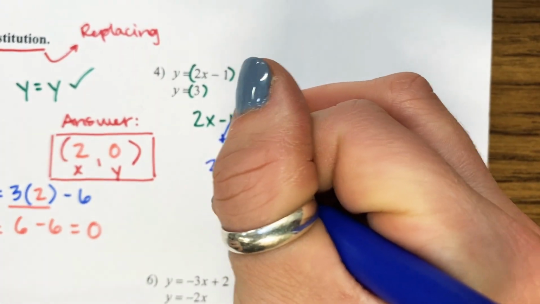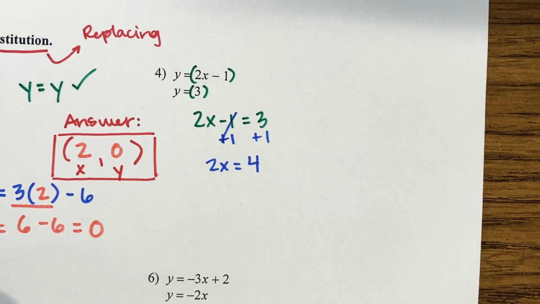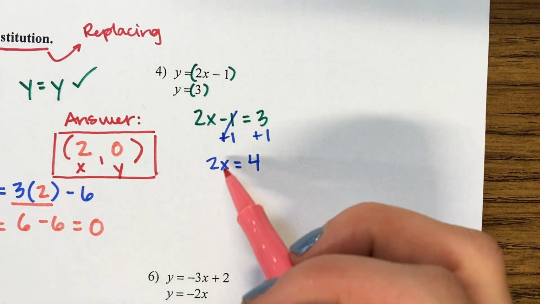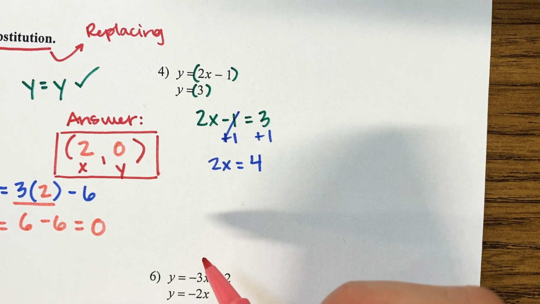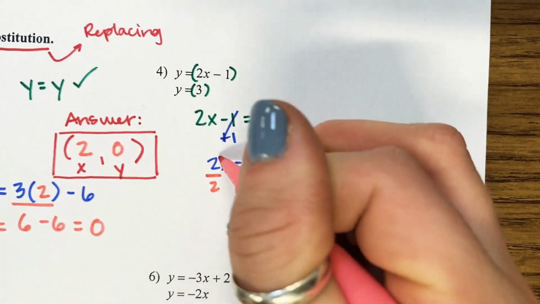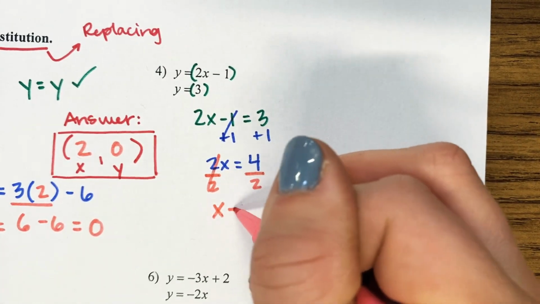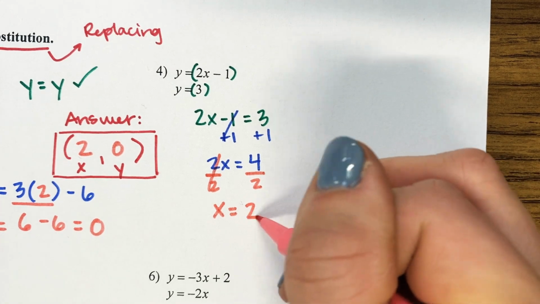So we get 2x is equal to 3 plus 1 is 4. Okay, last step. We have a times by 2, so what is the opposite of times by 2? Divide by 2. Same thing over here. So we get x is equal to, what is 4 divided by 2? 2.